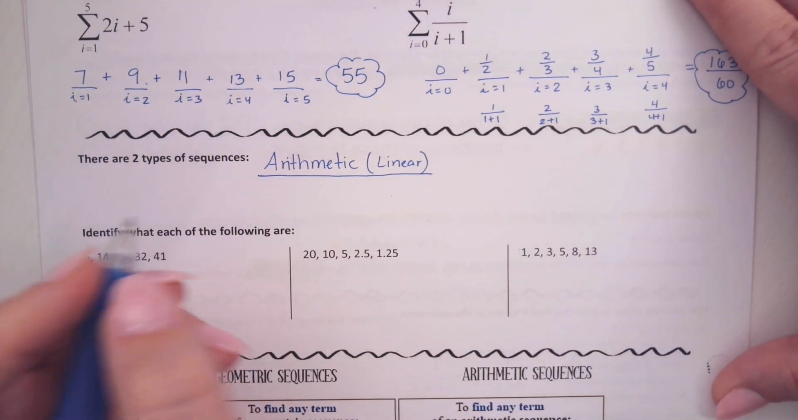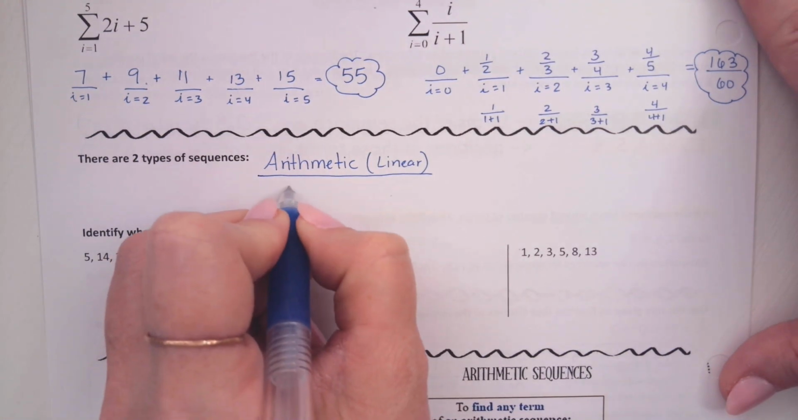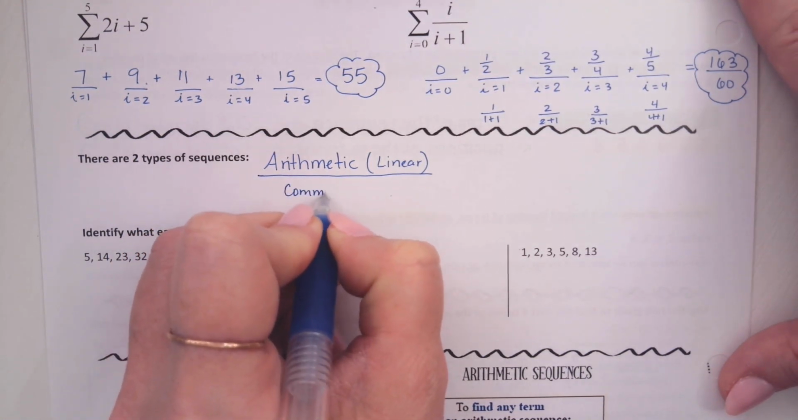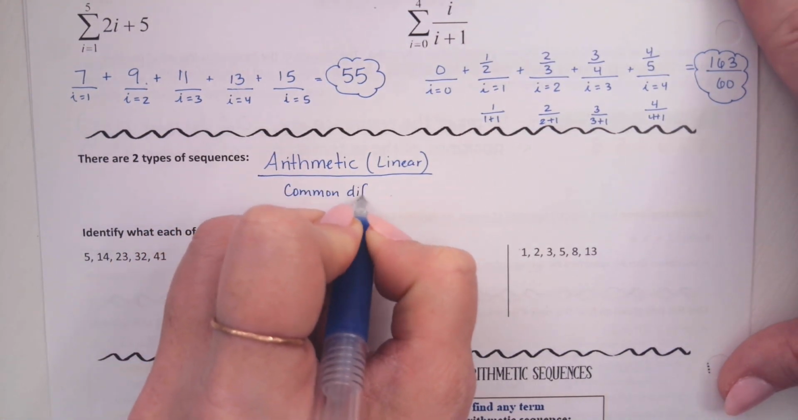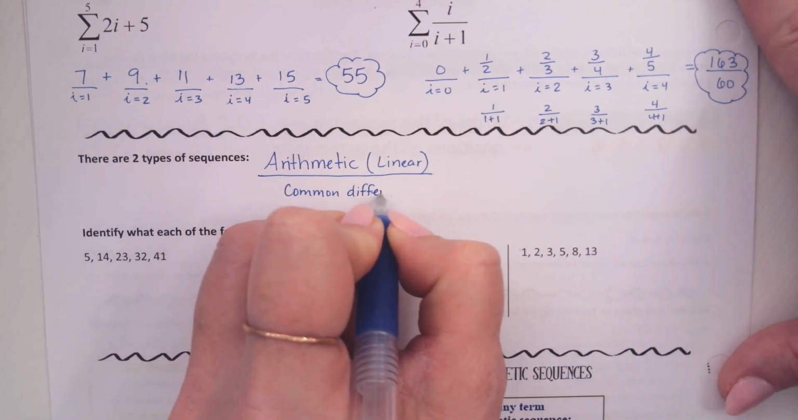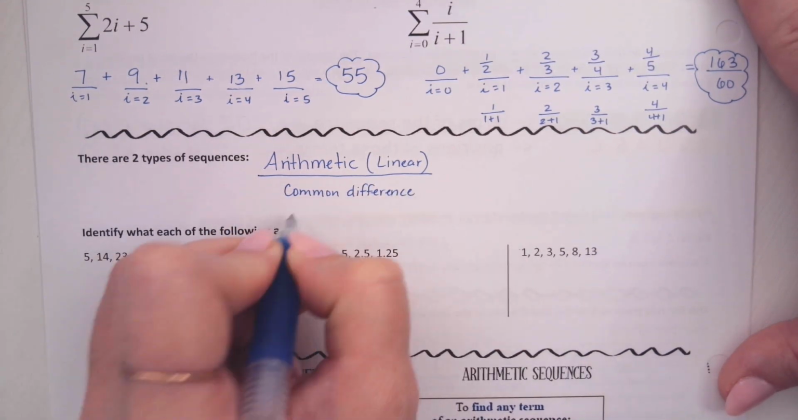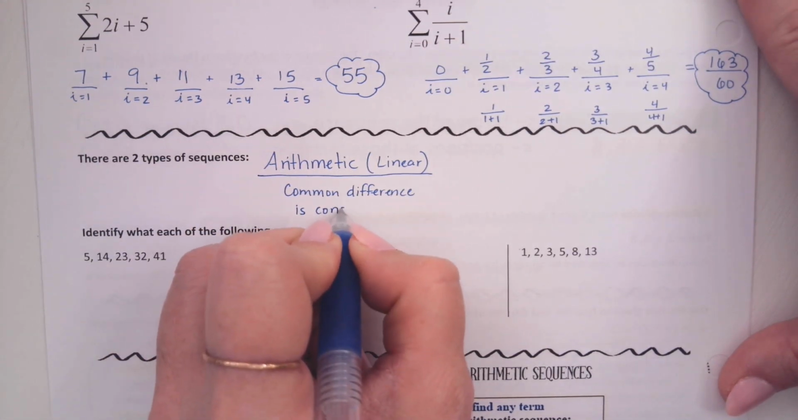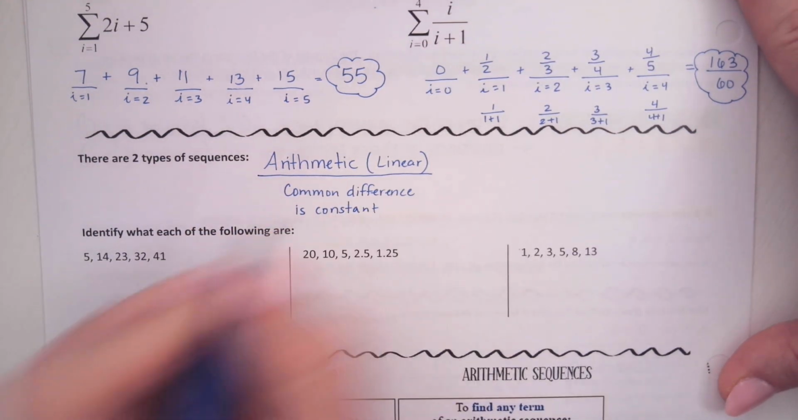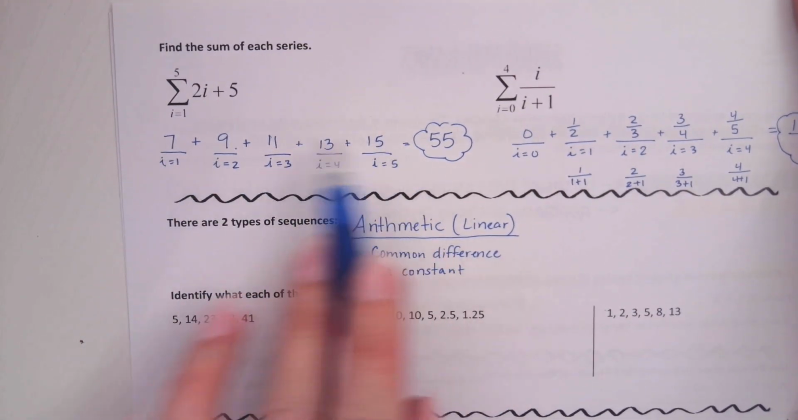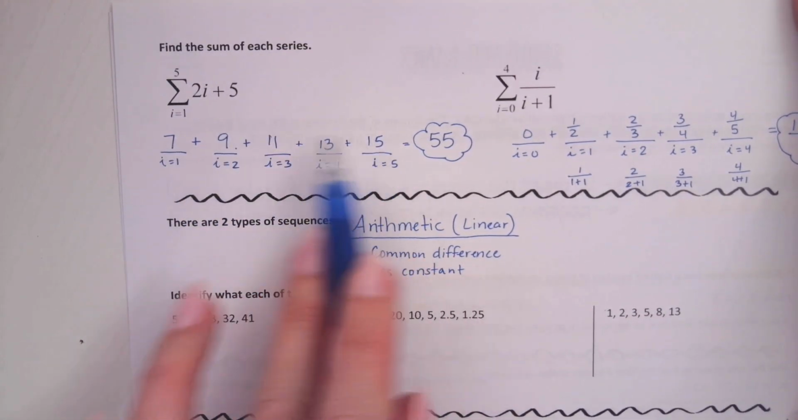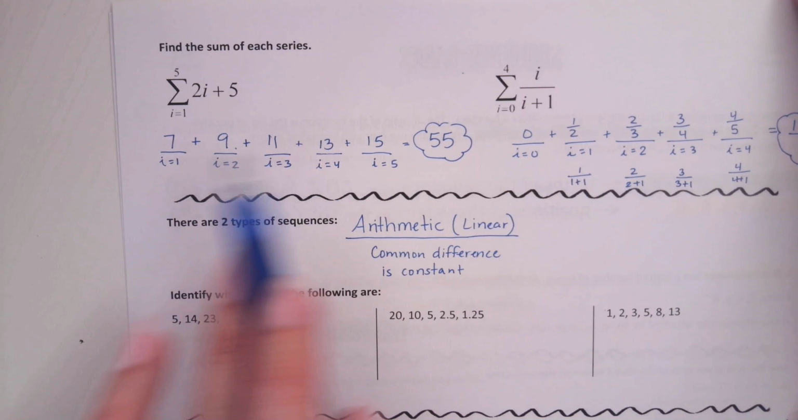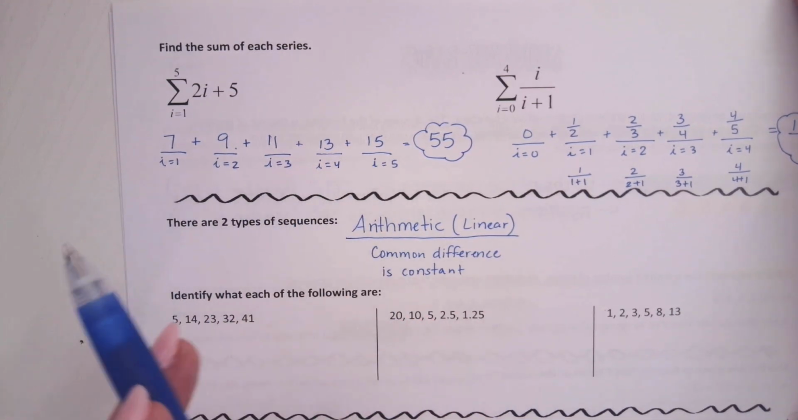And an arithmetic sequence has what's called a common difference, which is kind of like the slope. And that common difference will be constant all throughout the terms of your sequence. You can actually see that up here. How much does it change by each time? 2. So that would be your common difference. It changes by 2, so that's your common difference.